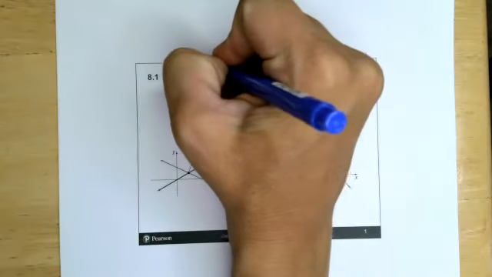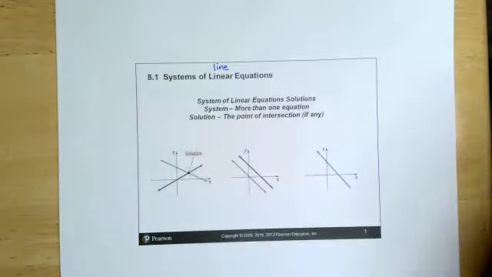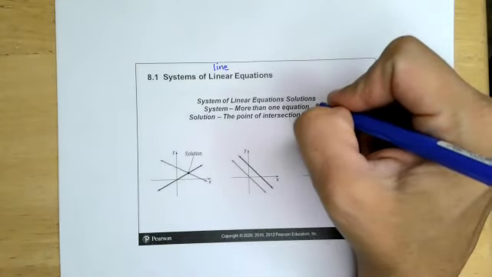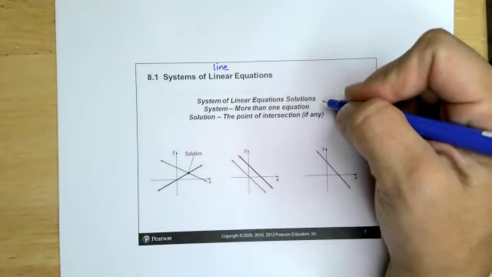Linear still means line, so these will always be straight. A system means more than one equation. Today it just means two.